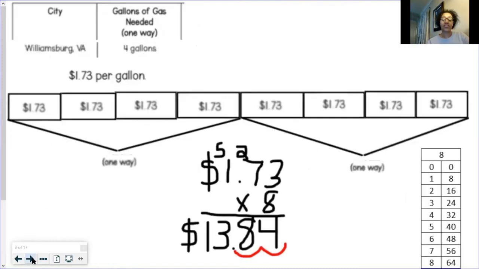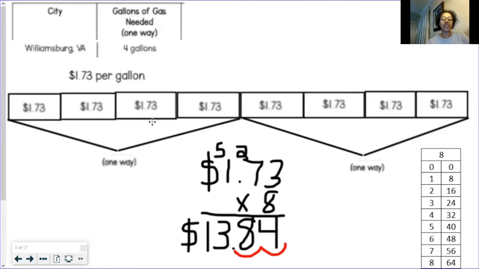You may have selected going to Williamsburg. If you selected going to Williamsburg, you noticed that it was 4 gallons one way. So in my tape diagram, I identified 4 gallons going one way, not forgetting that each gallon costs $1.73 per gallon. So it doubled because I had to go and we also had to come back.